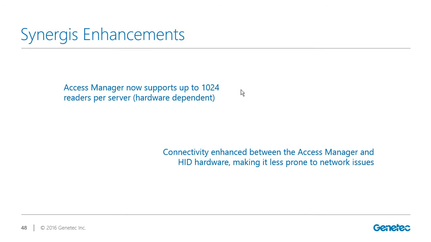The first one is that the Access Manager now supports up to 1,024 readers per server. Of course, this is hardware dependent. It really depends on the server that the Access Manager is running on. So if you don't have the most top-of-the-line hardware, you may not reach this 1,024 readers, but it is capable of doing that now.